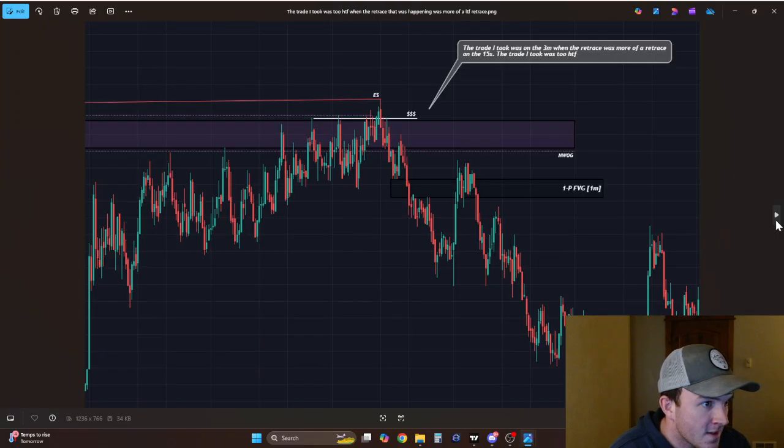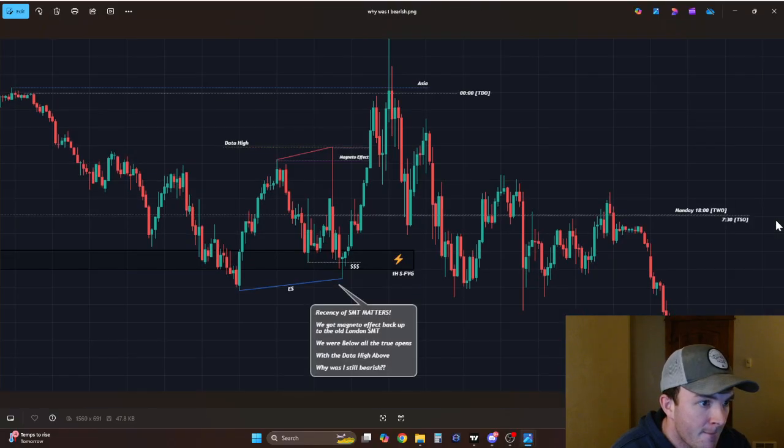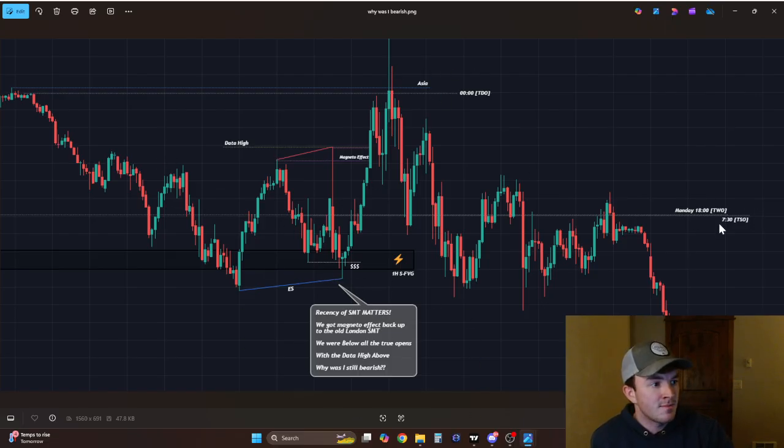And let's see if there's anything else. Yeah, recency of SMT matters. You can see there's Magneto effect. We run back up to Asia. We are below midnight, below true week open, below true session open.